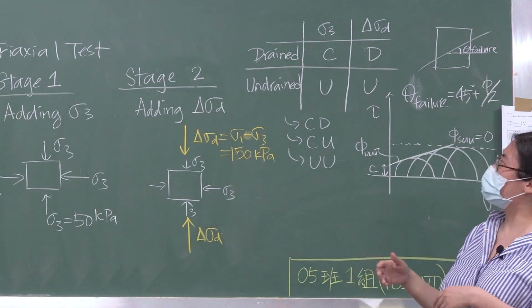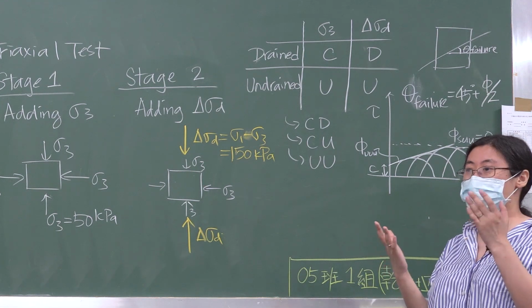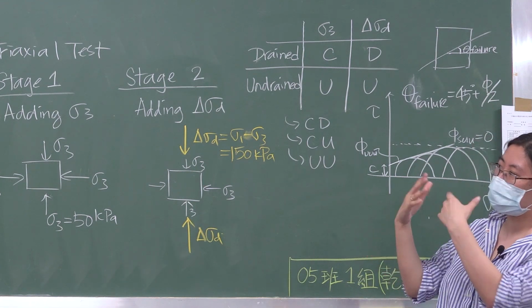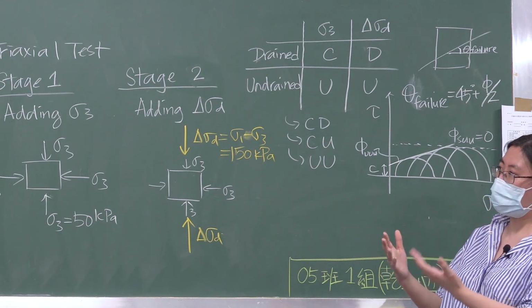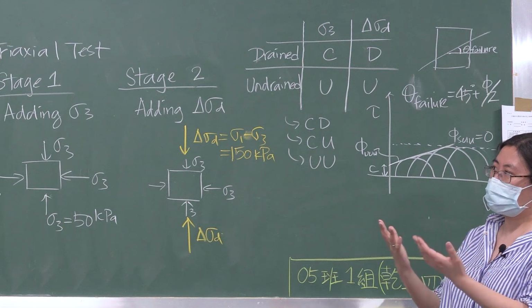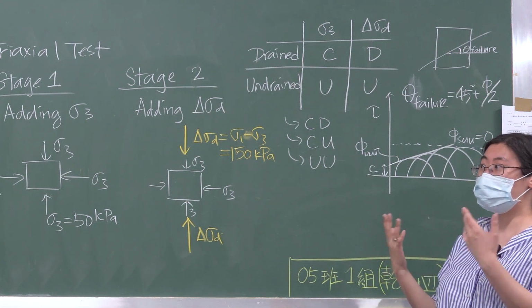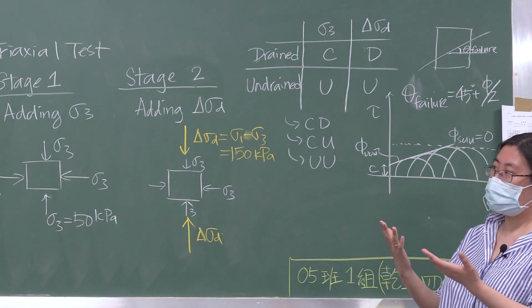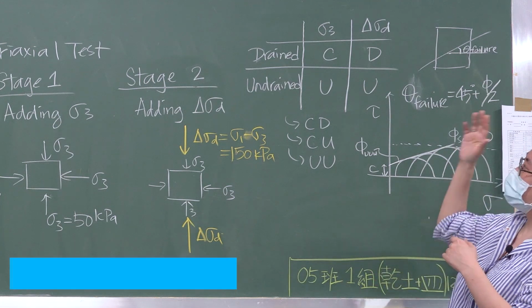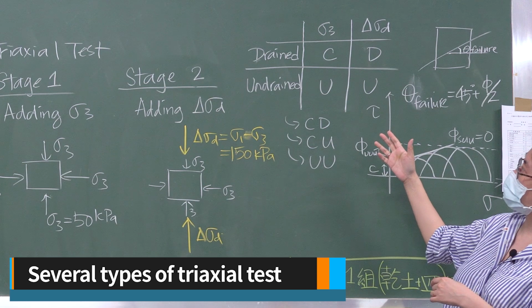In addition to that, when you perform triaxial tests, you can control the drainage. Remember that from the direct shear test, you have no control on the drainage, so you do not know whether you are shearing the specimen drained or undrained. It all depends on the permeability of the soil. But for triaxial tests, you can specifically control the drainage.